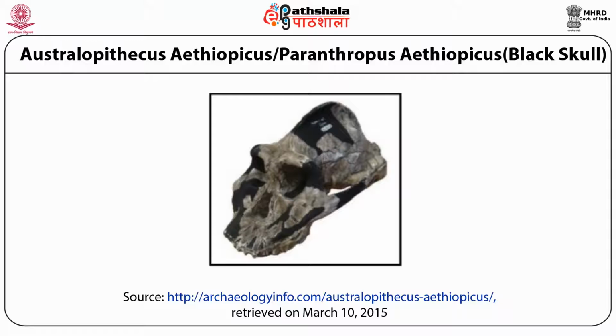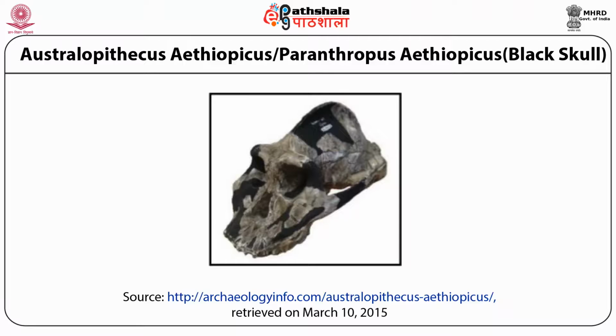The brain size is very small, that is 410 cc. Parts of the skull, particularly the hind portion, are very primitive, most resembling afarensis. Other characteristics are massiveness of the face and jaw, a single tooth found, and the largest sagittal crest.